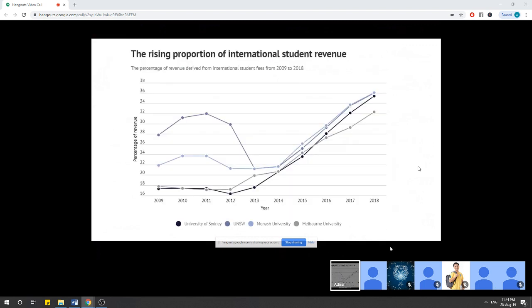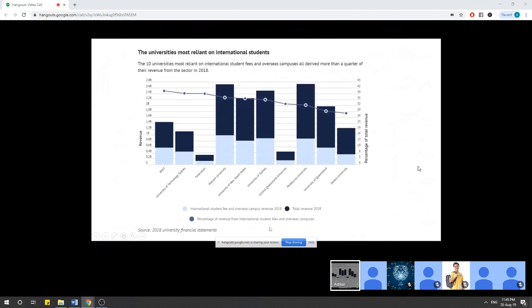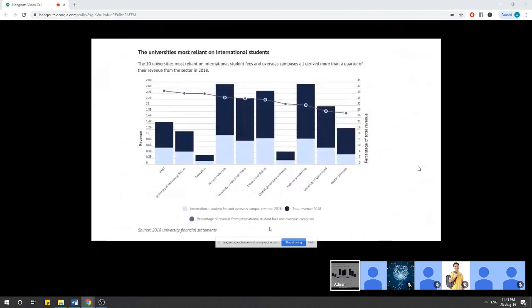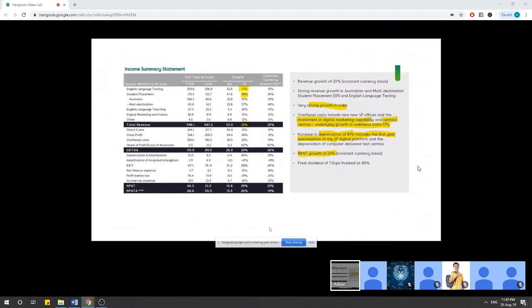I think, okay, first of all, this one is the past record. You can see the student placement business is very good for the past. And this one is the top universities. Most of them rely on international students. I think Monash U is one of the top ones. And this one is the top 10 universities in Australia that rely most on international students. So what I want to highlight here is from the IDP university presentation.